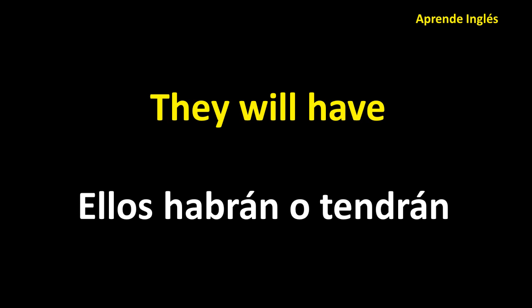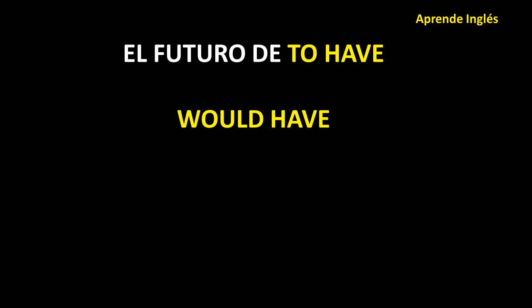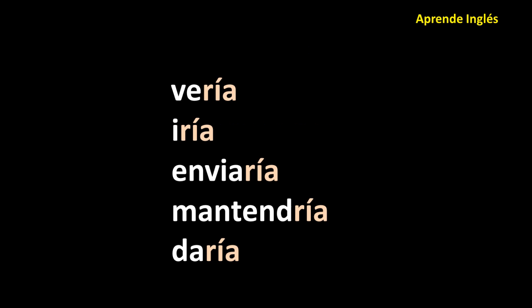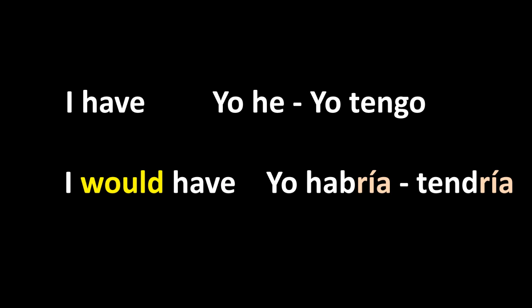Bien, continuemos. Recordemos que todos los tiempos verbales que en castellano se forman con la terminación ría, como vería, iría, enviaría, mantendría, daría, etc., se forman en inglés, anteponiendo la palabra would al verbo. Si no viste esa clase, dejaré los enlaces en descripción de este video. Presta atención a las frases siguientes.